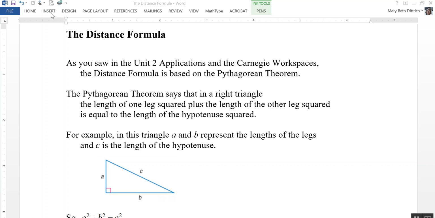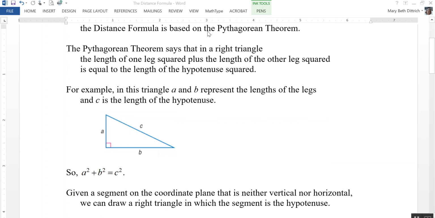This video is on the distance formula. As you saw in the Unit 2 applications and in the Carnegie workspaces, the distance formula is based on the Pythagorean theorem. The Pythagorean theorem says that in a right triangle, the length of one leg squared plus the length of the other leg squared is equal to the length of the hypotenuse squared.